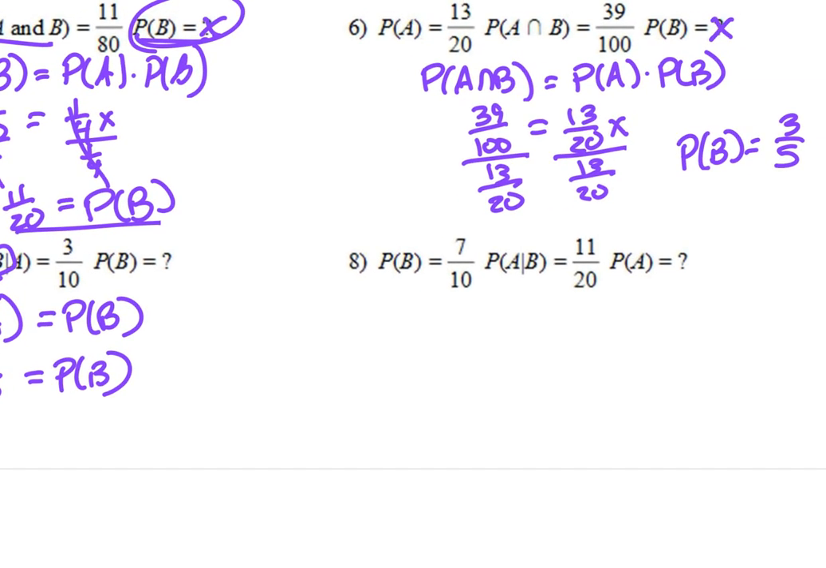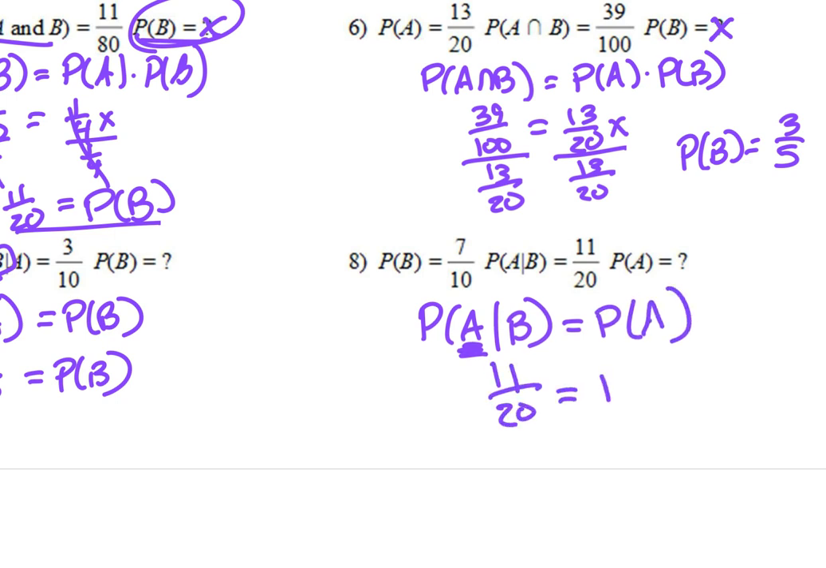Okay, so same deal here. Probability of A given B, that's equal to the first one, the probability of A if they're independent, so it's 11 over 20. And again, just like the last time, that was just extra information.